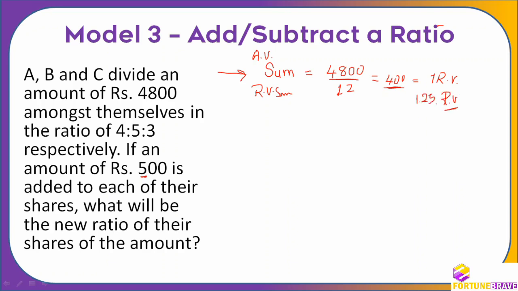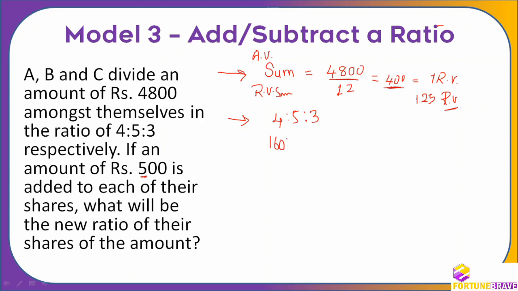Which is a little bit difficult. I have one more trick for this. Before we go to that trick, we'll solve it as usual. So it has to be distributed 4 is to 5 is to 3. I know one ratio value is 400, so I'll multiply these by 400.